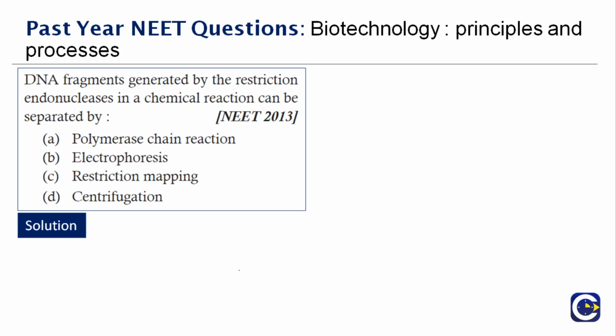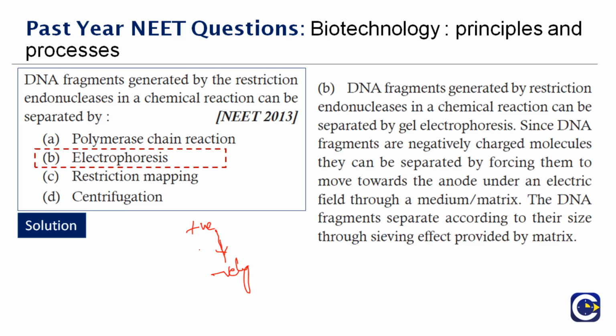DNA fragments generated by the restriction endonuclease in a chemical reaction can be separated by gel electrophoresis because DNA fragments are negatively charged. So when you pass in current, one electrode will be positive. So what happens? It moves towards the positive electrode. The charged molecules will be separated by forcing them to move towards the anode under the electric field through the medium or a matrix. The DNA fragments separate according to their size and charge. Therefore, the correct answer is option B.